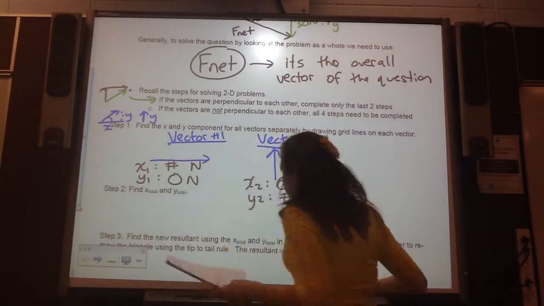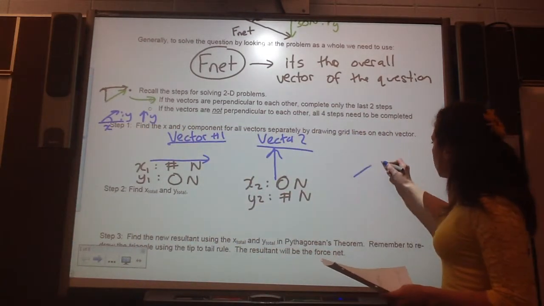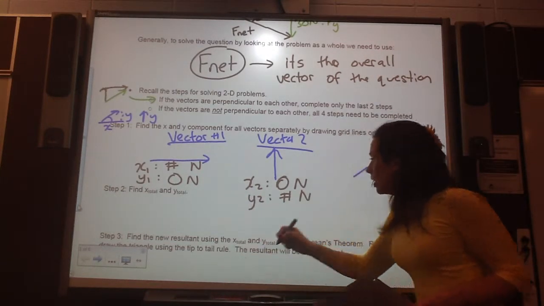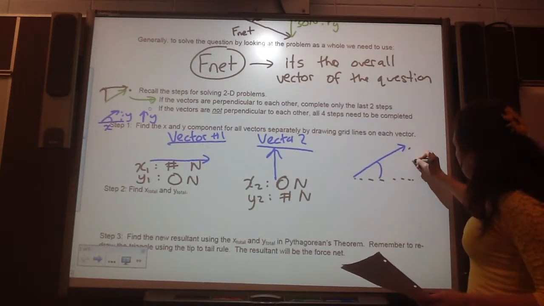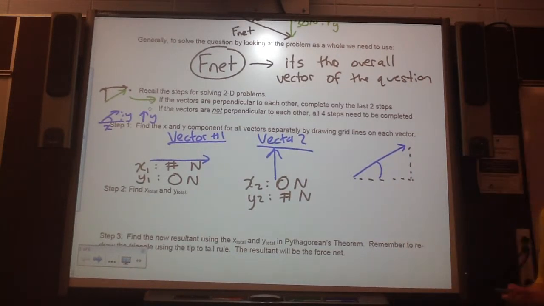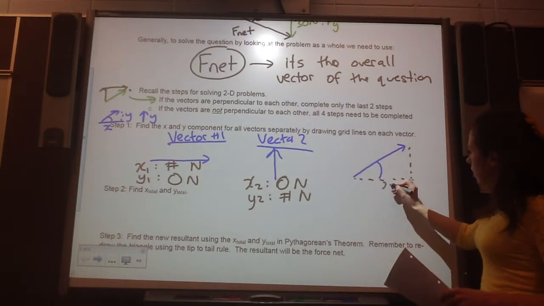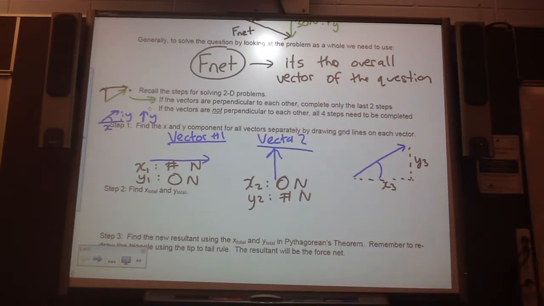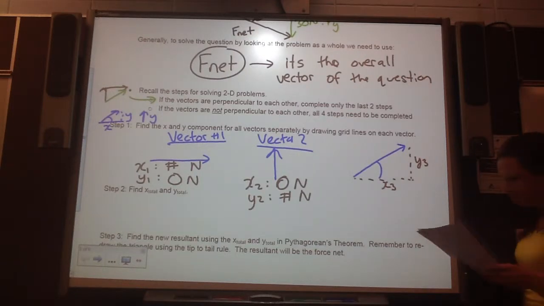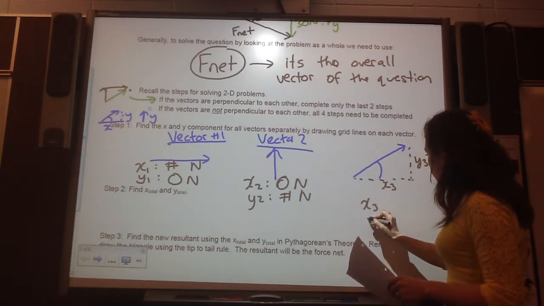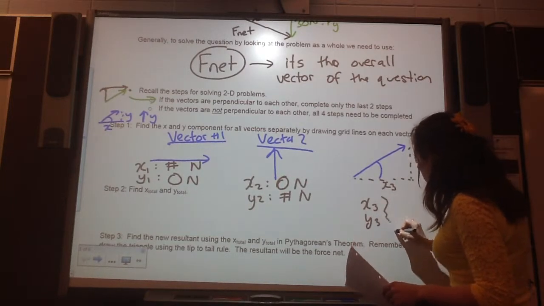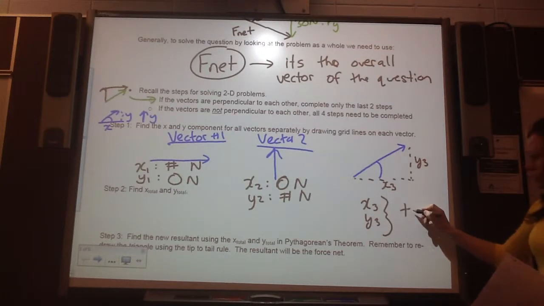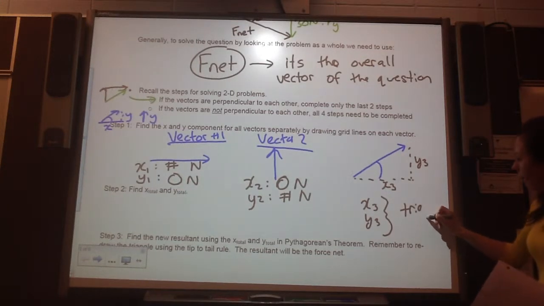But say, as I was mentioning, you were given a vector that's at an angle. You need to break it down to tell me its x and its y. So this would be x3 and here's y3. How do you find those? What method can I use? Mathematical method. Starts with a T. Trig. Yeah.